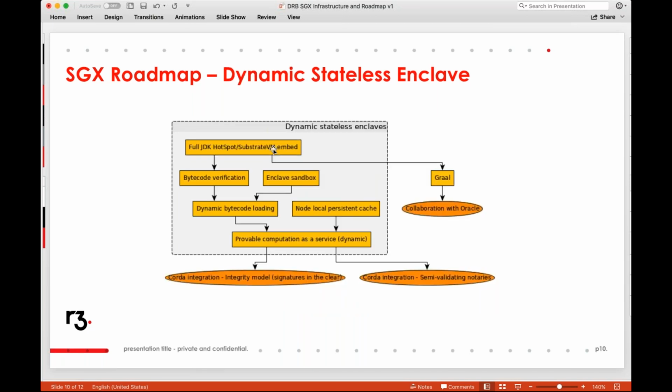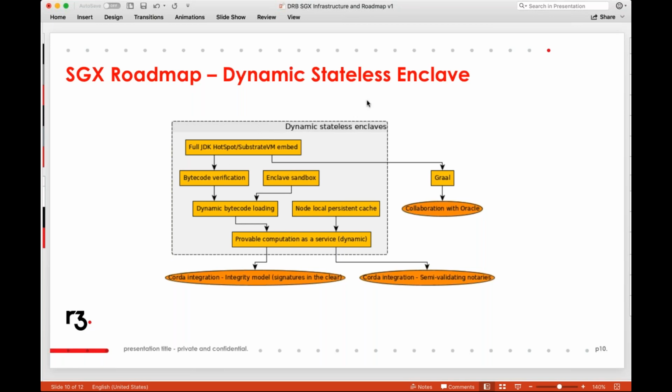So this would be the next proposed step. We also started working on embedding HotSpot. And we might experiment with Substrate VM, which is a Graal JVM. But Substrate VM doesn't have some capabilities that we need, like dynamic bytecode loading, yet. So we need to fund it up a little bit. But this would be the next step.